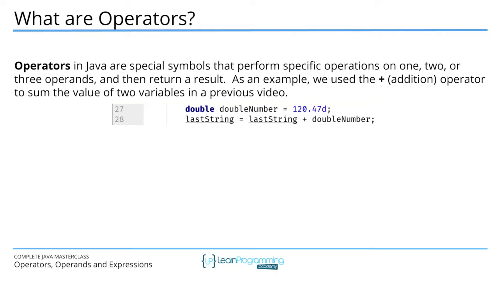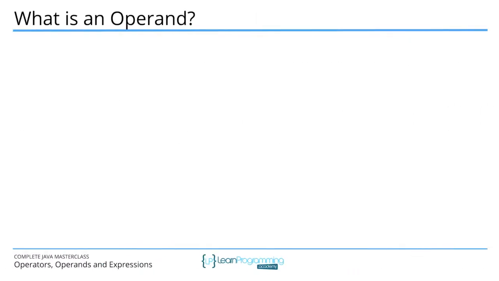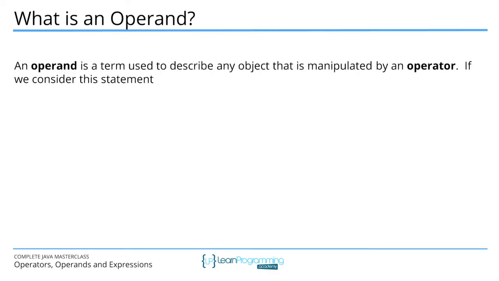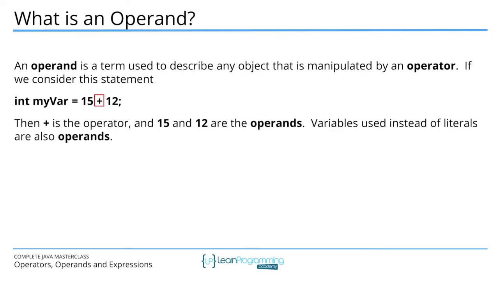Now as an example, we've previously used the plus or addition operator to sum the value of 2 variables. But there are many other operators in Java. So what is an operand? Well, an operand is a term used to describe any object that is manipulated by an operator. So if we consider this statement, int myVar equals 15 plus 12, then plus here is the operator, and 15 and 12 are the operands, and variables used instead of literals are also operands.